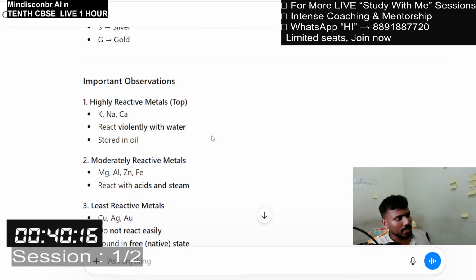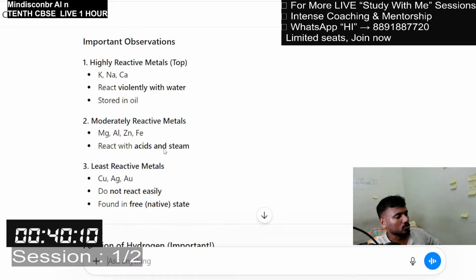Here, highly reactive metals on the top are potassium, sodium and calcium. They react violently with water and are stored in oil. Sodium, potassium and calcium are very reactive and hence they react violently with water. So for laboratory purposes they are always stored in oil.